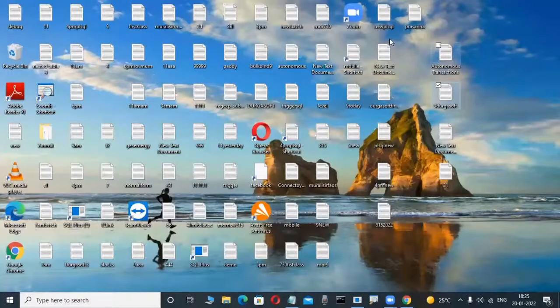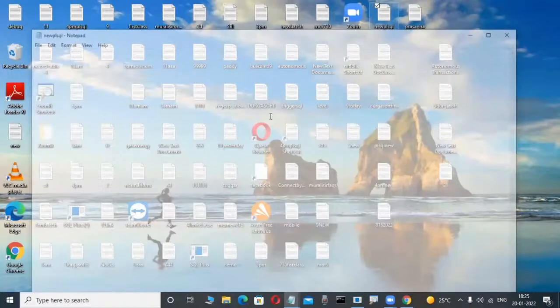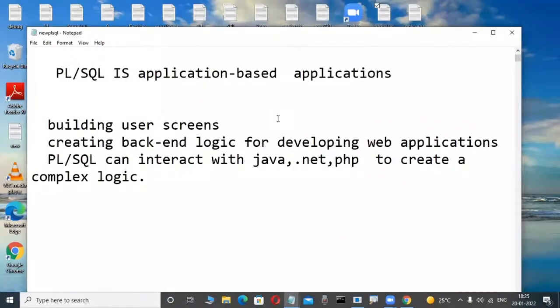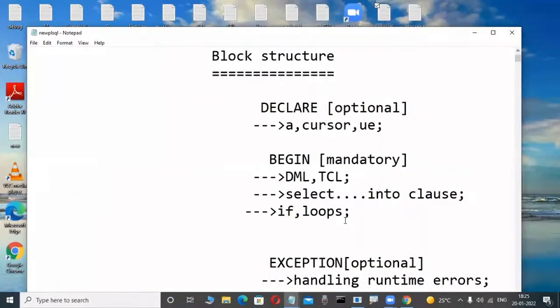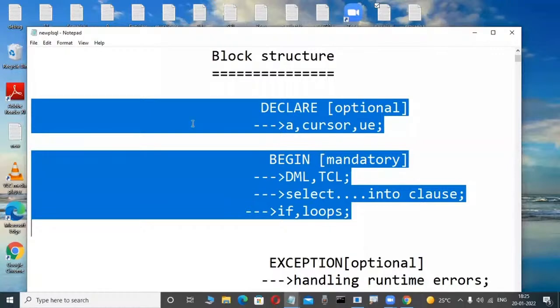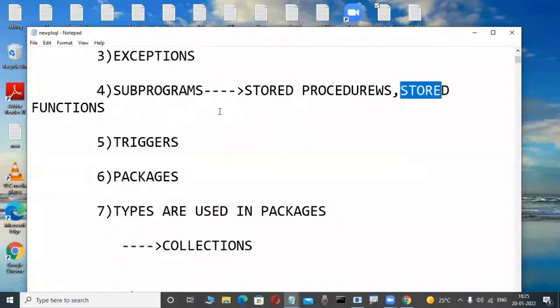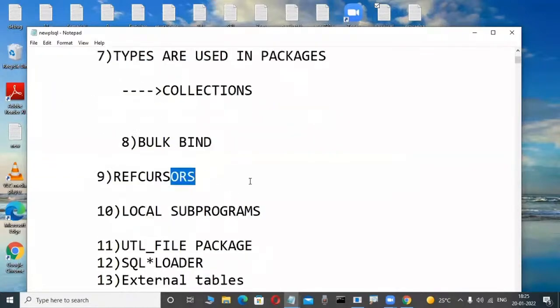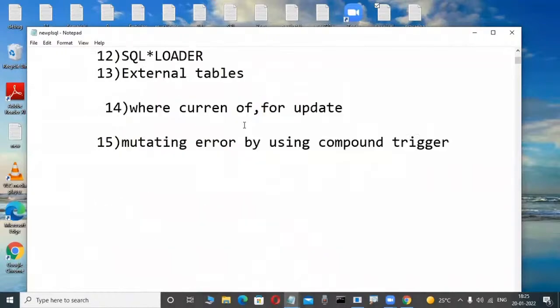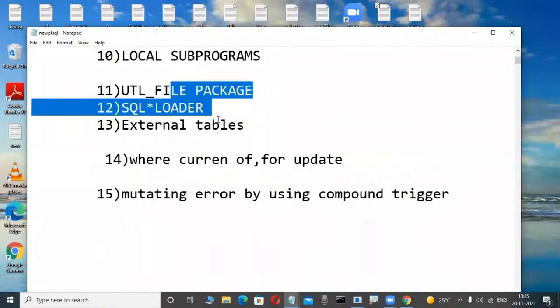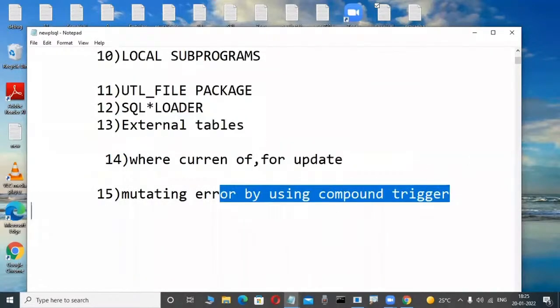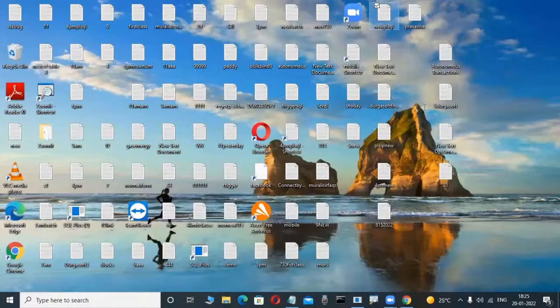Again, PLSQL means a little bit of coding is there. Don't be afraid. In PLSQL there are cursors, exceptions, stored procedures, stored functions, triggers, packages, types, collections, bulk bind, ref cursors, local subprograms, UTL file packages, SQL Loader, external tables, so many things like this. So much syllabus is there.